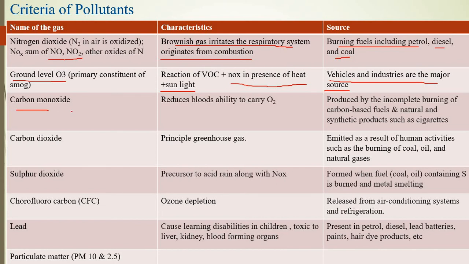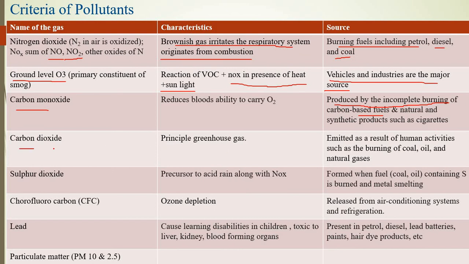Carbon monoxide reduces the blood's ability to carry O2. ઓક્સિજનની જે શરીરમાં ટ્રાન્સફર થતી હોય છે એને રિડ્યુસ કરશે. મોસ્ટલી એ થવા માટેના સોર્સ ઇઝ પ્રોડ્યુસ બાય ધ ઇનકમ્પ્લીટ બર્નિંગ ઓફ ધ કાર્બન બેઝ ફ્યુલ એન્ડ નેચરલ એન્ડ સિન્થેટિક પ્રોડક્ટ સચ લાઇક એઝ એ સિગરેટ. જે પણ નેચરલ પ્રોડક્ટ છે એનું ઇનકમ્પ્લીટ કમ્બશન થશે ત્યારે એમાંથી કાર્બન મોનોક્સાઇડ પ્રોડ્યુસ થાય છે.